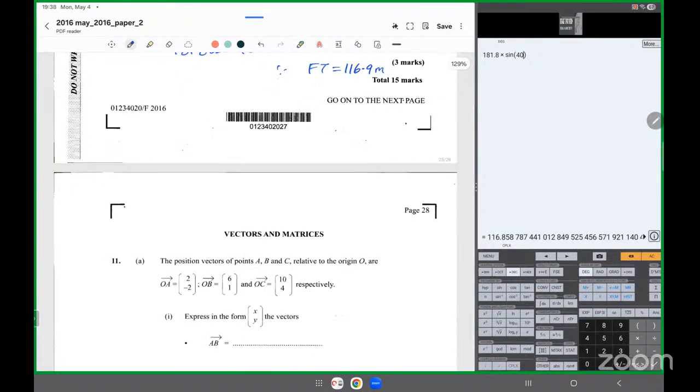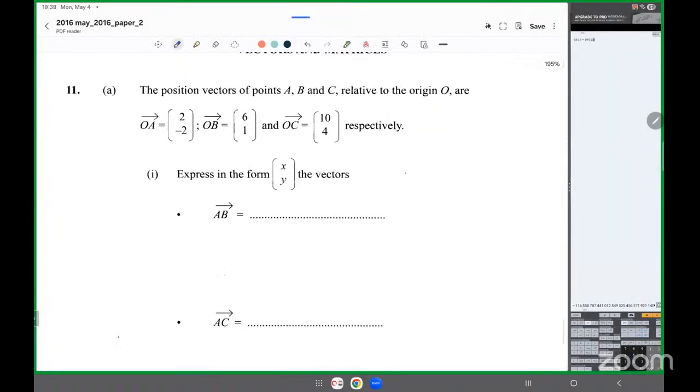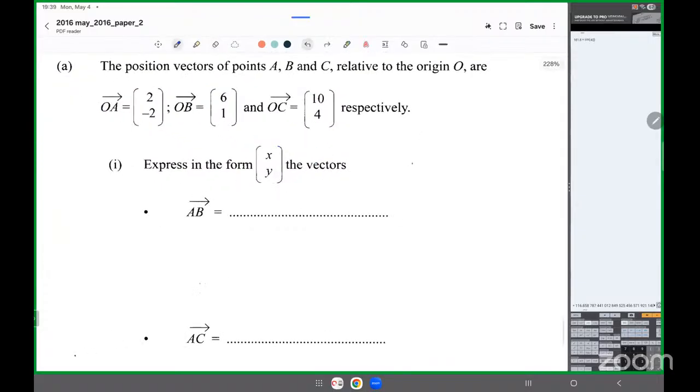All right, next question. Last one. Vectors. The position vectors of A, B, and C relative to an origin O are given. It says find the vector AB in column vector format. That's OB minus OA, the last minus the first. So it's this one minus this one.